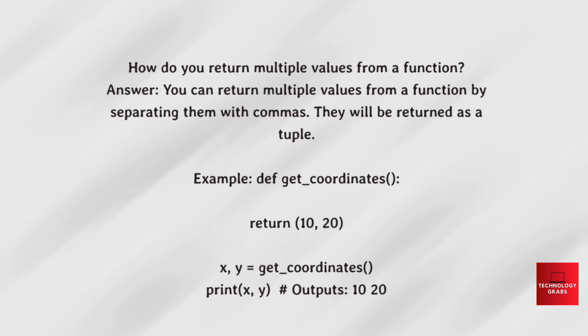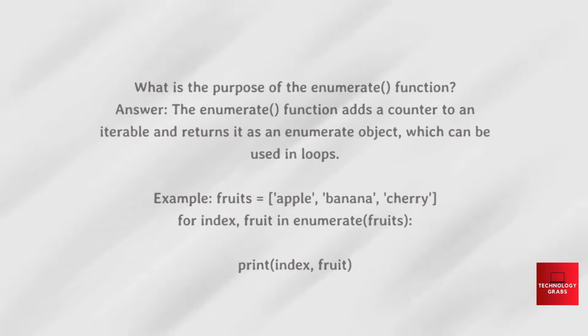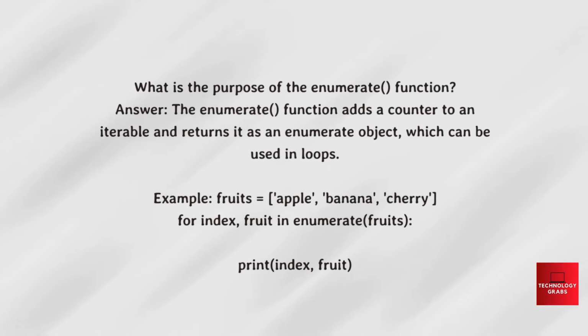How do you return multiple values from a function? Answer: You can return multiple values from a function by separating them with commas. They will be returned as a tuple. Example: def get_coordinates(): return 10, 20; xy = get_coordinates(); print(xy) outputs (10, 20).